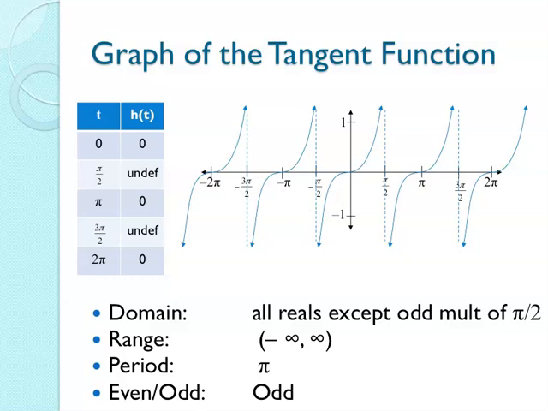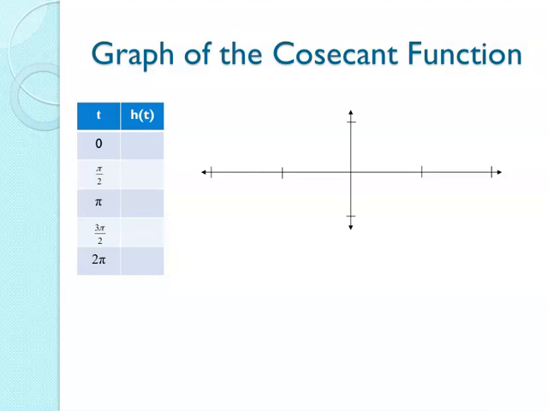All right, we have 3 more to go. Next, we're going to work with the cosecant function. You'll remember the cosecant function is the reciprocal of sine. So we're actually going to use that to help us come up with our graphs. Cosecant of 0 is undefined. Cosecant of pi over 2 is 1. Cosecant of pi, undefined. Cosecant of 3 pi over 2 is negative 1. And cosecant of 2 pi is undefined.